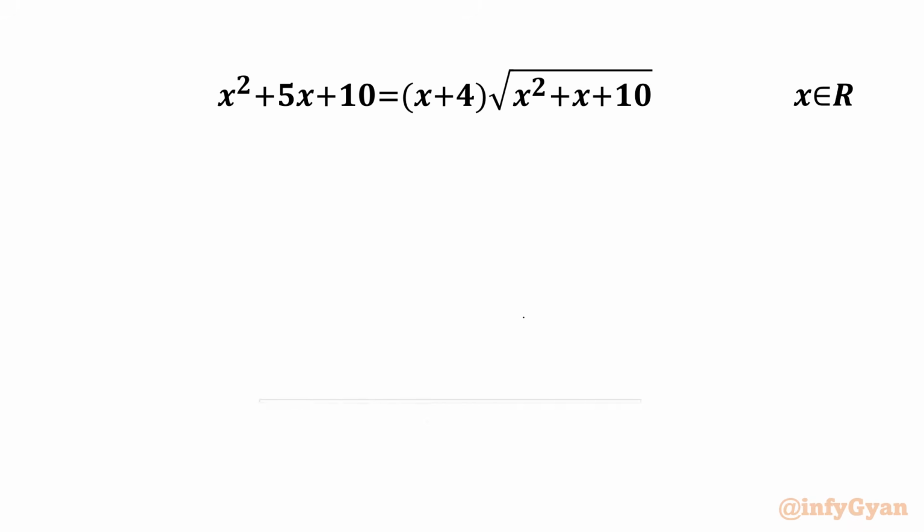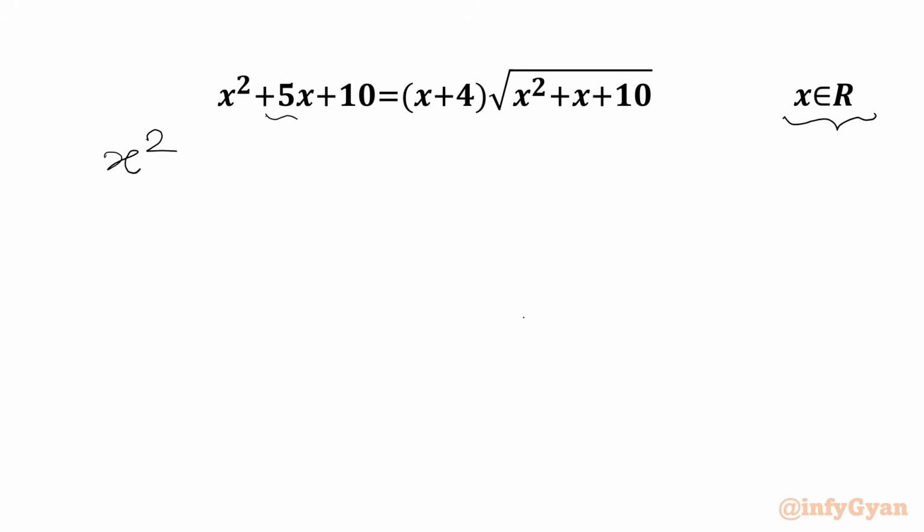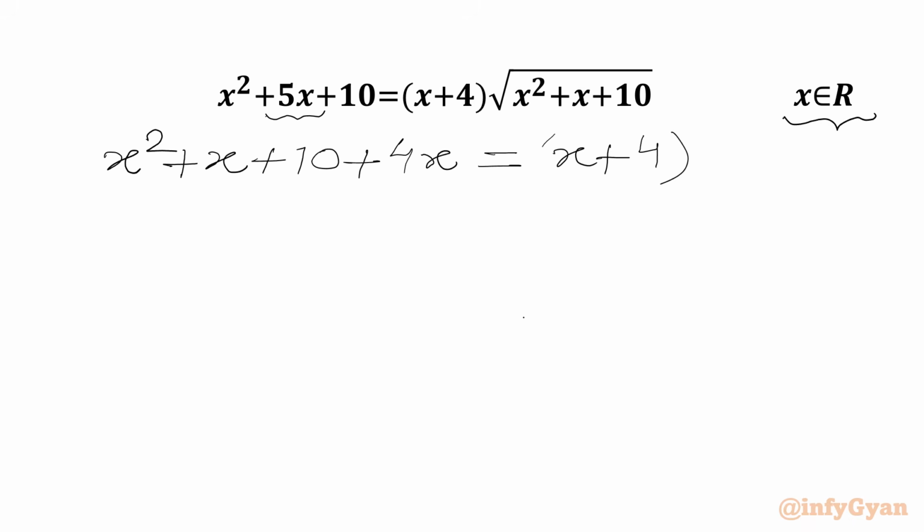Let's solve this interesting equation for the real values of x. So let's get started by writing the LHS: x square plus 5x, which we can write as x square plus 10 plus 4x. x plus 4x is 5x, which will be equal to (x plus 4) times square root of x square plus x plus 10.